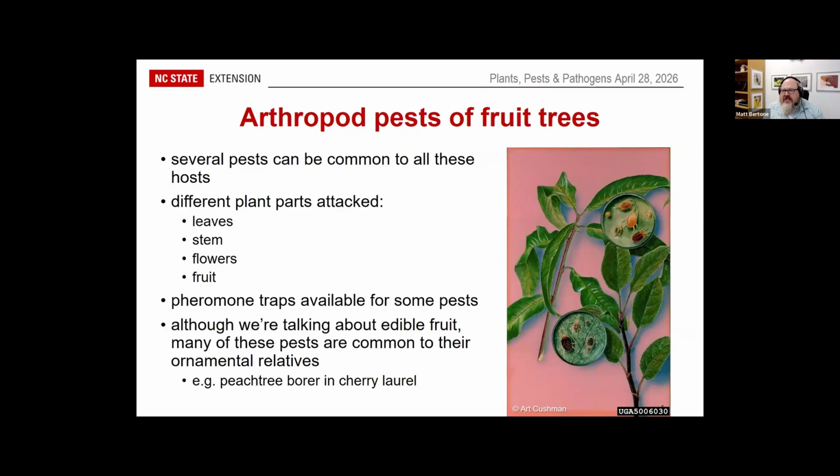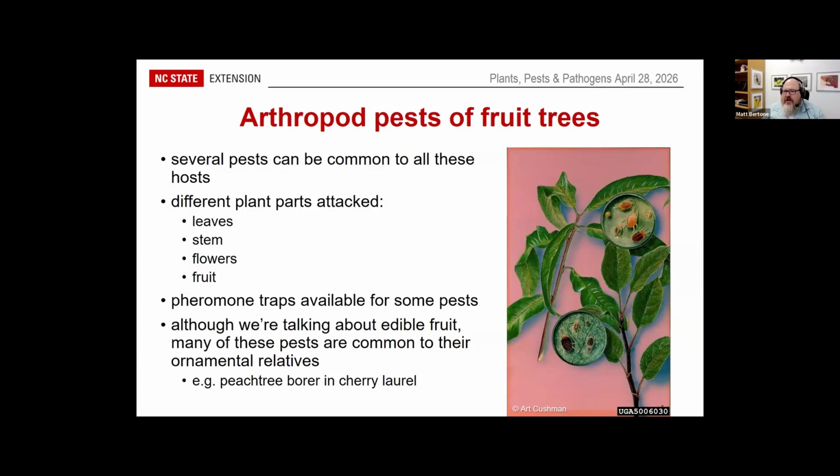Different plant parts are attacked, so keep in mind some are only going to be on the foliage, some are going to be on the stems, some are going to affect the flowers or the fruit. And obviously the fruit is one of the most important parts, and so that's the part that most people want to protect the most. There are pheromone traps available for some of these pests, and I'll mention that later.